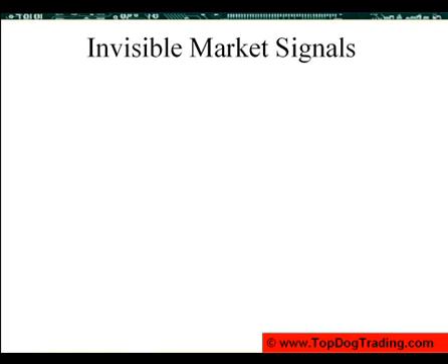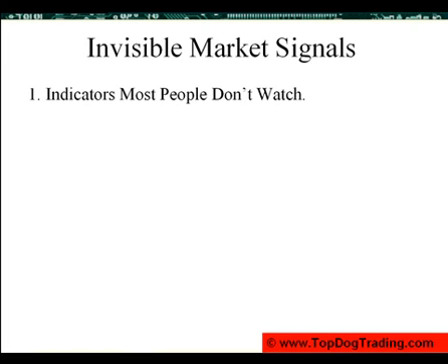Okay, now let's go to that other market signal that we talked about at the beginning. That was the second part of our question. And these are actually the invisible market signals. These are the ones that most people don't see at all in any way, shape, or form. So, this includes indicators most people don't watch. For example, proprietary indicators that are not included on most charting platforms that you have to purchase. So most people, the vast majority of people, they don't even have access to them. That would be one invisible market signal.